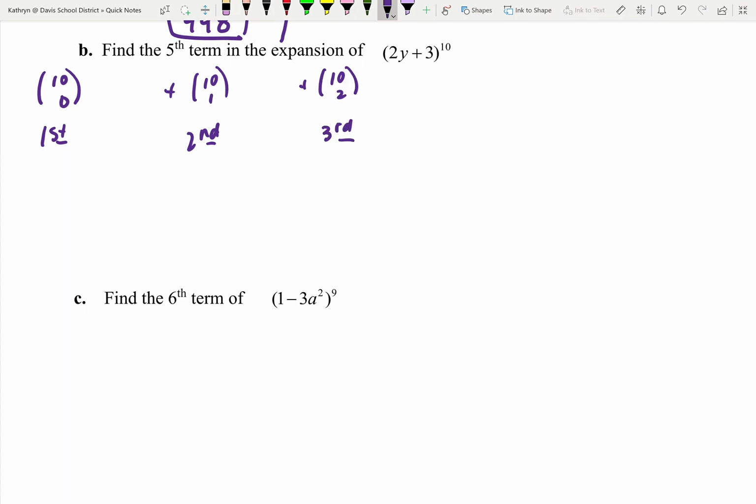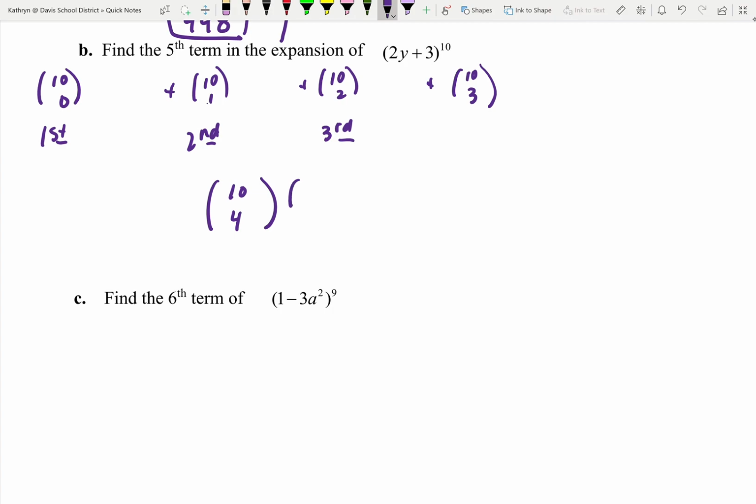I could write the 4th and the 5th, but here's what I need you to know. Look, if the first term has a 0 at the bottom, the second term has a 1, the third term has a 2, then the 5th term is going to have a what, everybody? A 4. Could I have continued to write this out? Yeah, but what if the number was like 27? Then I'm going to be writing 1,000 things. So it'd be nice if I could just figure it out. So the 5th term is going to be 10, 4.